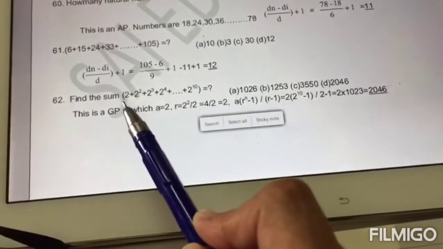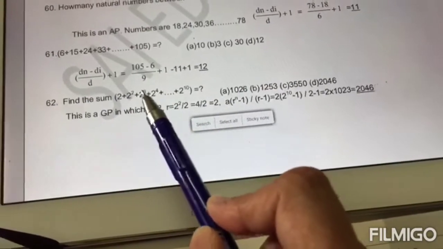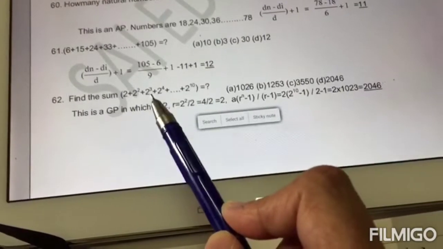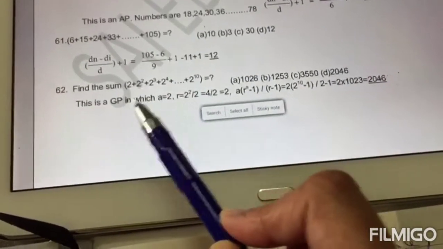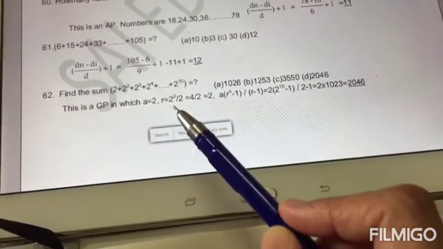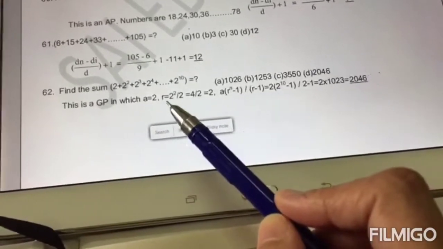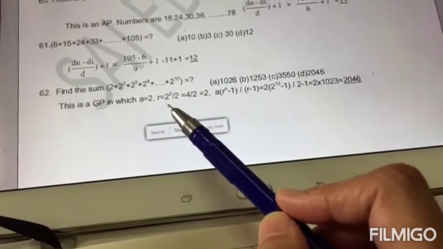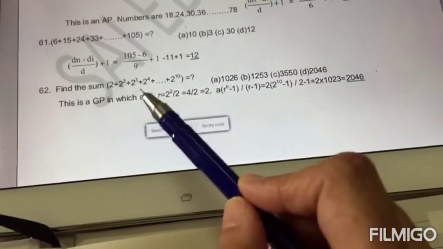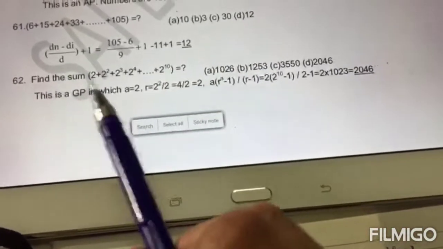2 square is equal to 2 into 2. 2 raised to 4 is equal to the previous term multiplied by 2. So 2 is the common ratio. 2 cube into 2 is equal to 2 raised to 4. So this is a geometric progression, right? Where A is equal to 2 and R is also equal to 2. A is the first term. R is the common ratio, the fixed non-zero number that we multiply each term with to get the next term. So how do we get the sum of the sequence?